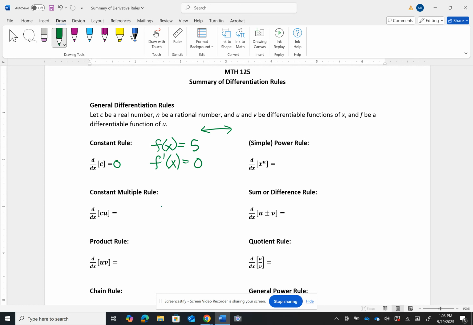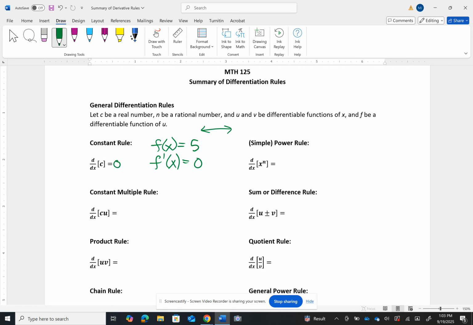Now this notation d dx is just another way of indicating that you're finding a derivative of something. And the d dx is emphasizing that you're doing the derivative of c with respect to x. And c is just some constant.